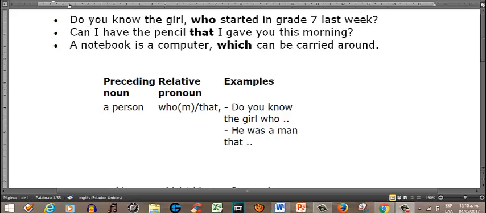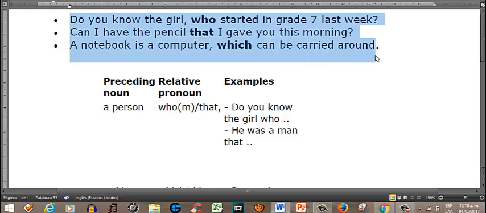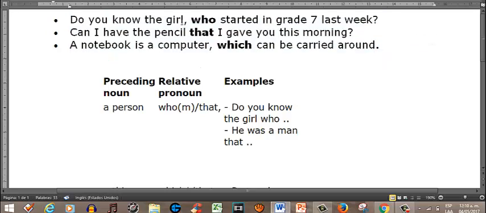I'm going to explain the last topic we saw. So we're going to take a look at these three sentences. The first one: Do you know the girl who started in grade 7 last week? Can I have the pencil that I gave you this morning? A notebook is a computer which can be carried around. So these three words are important and they are underlined.